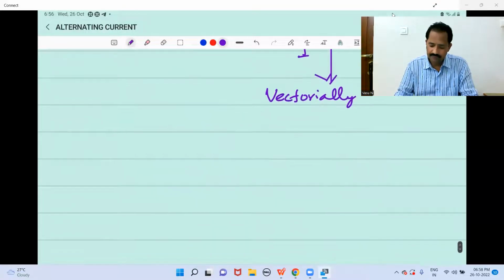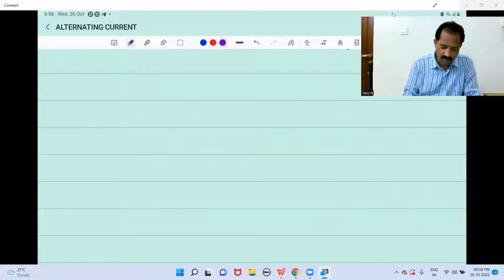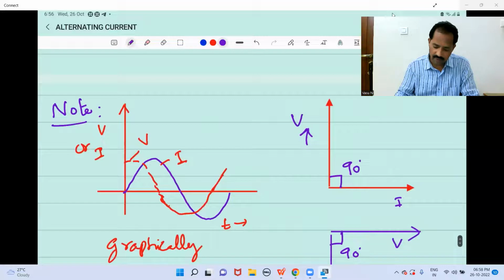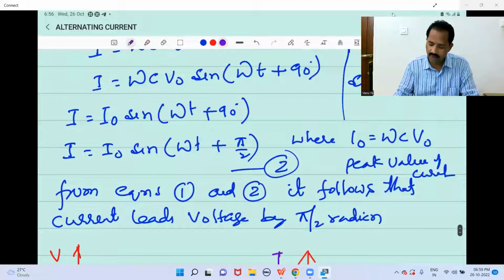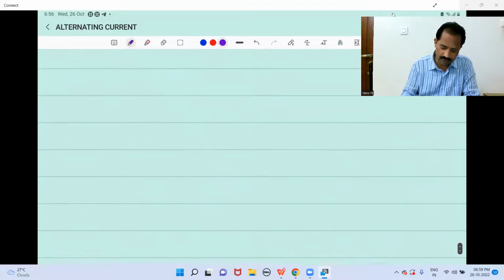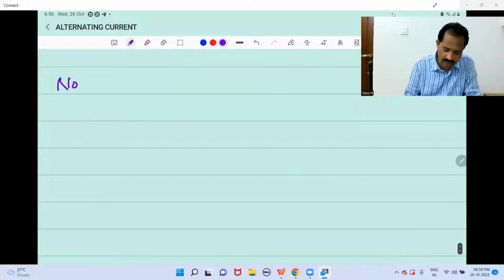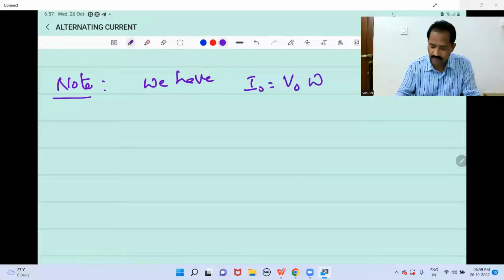Okay, now we have in the case of an AC circuit containing pure capacitance, we have seen this. What is that? I naught is equal to omega c into V naught, correct? So we have I naught is equal to, again note point, I naught is equal to V naught into omega c.